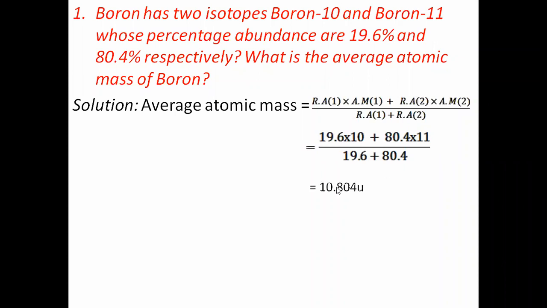If you calculate that, what you'll get is 10.804 u. So that is the average atomic mass of boron, that is 10.8. So that is how we calculate. It's a very simple way of calculating the average atomic mass of any atom.